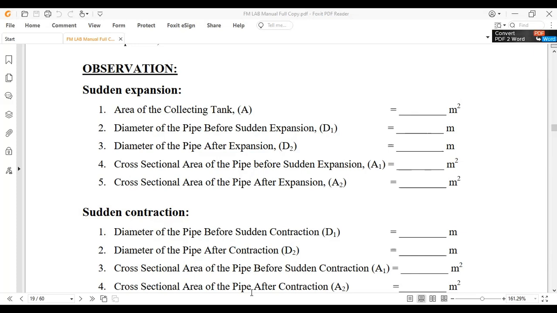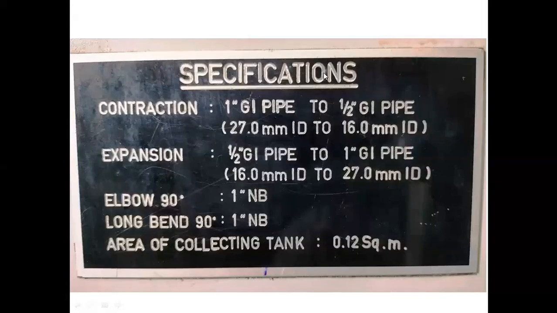Okay, this is the specification board that is attached to the experiments. All the specifications of each and every experiment are attached to the corresponding experiment. There you can note down the observations. There is no need to buy anything. All the specifications of the experiment are available and attached to the corresponding experiment.